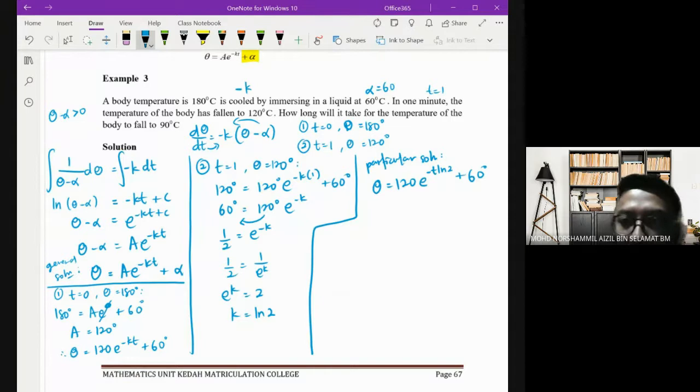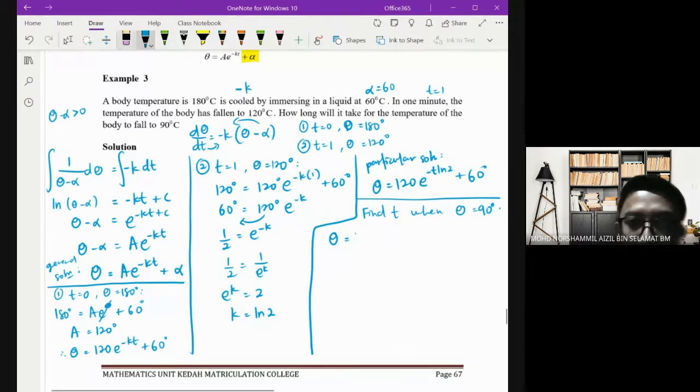Okay. So let's find out the last part of the question. How long will it take for the temperature of the body to fall to 90 degrees? So the question is asking: find time T when temperature is 90. So from the particular solution, theta, we change theta to 90.